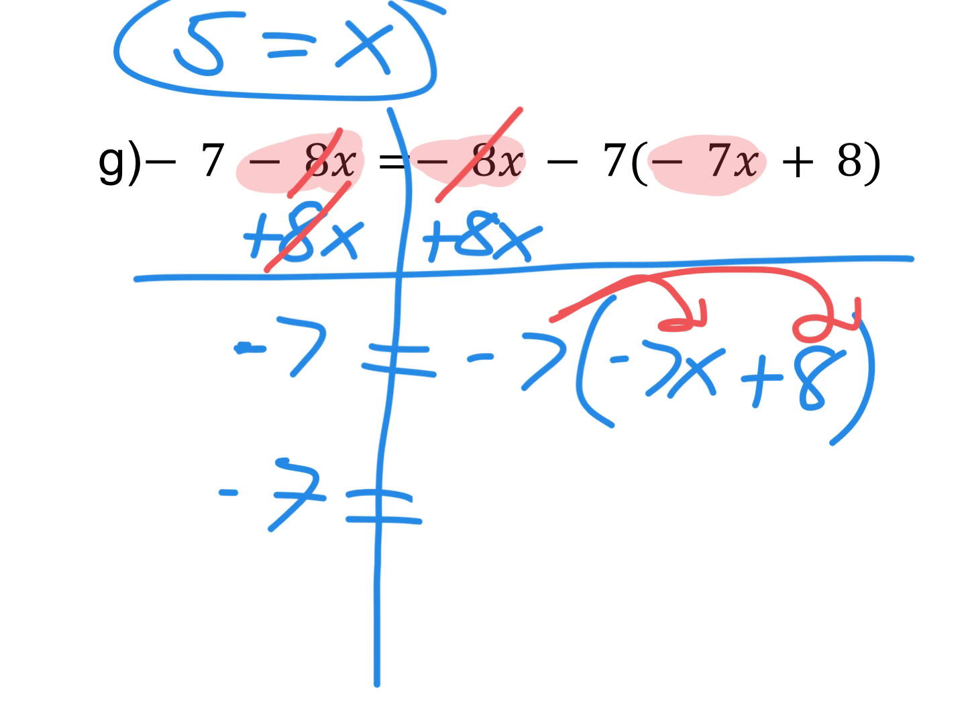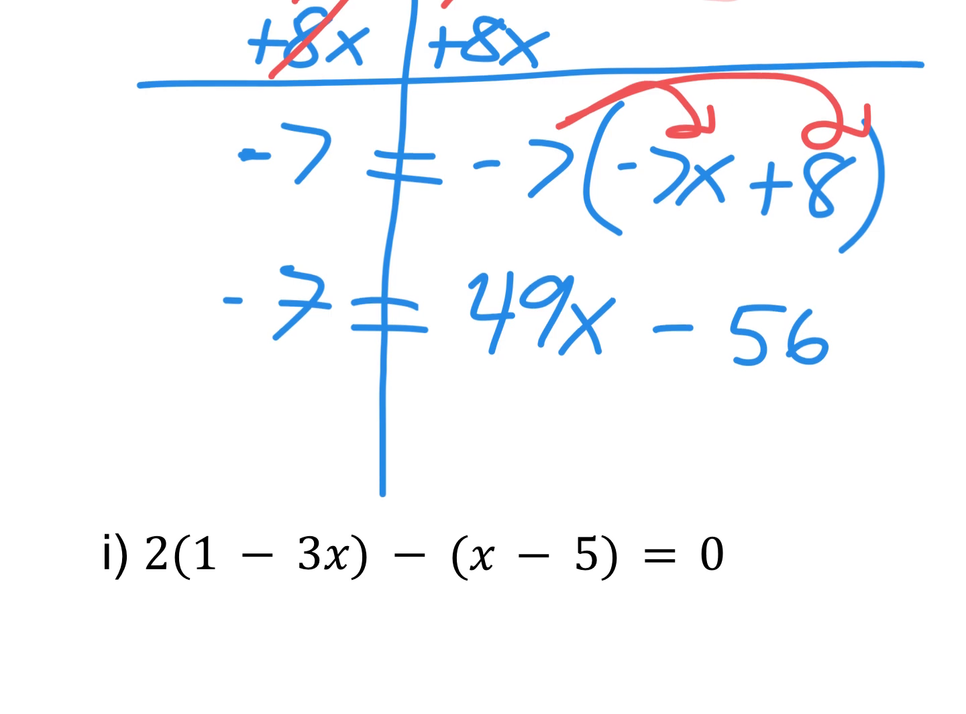Now, focusing back over here, negative 7 times negative 7x. You can use your calculator, but we're going to multiply the two numbers, negative 7 times negative 7. If you do that, you should get positive 49x. So a negative times a negative will give us a positive. Then I'll take negative 7 times 8. So negative 7 times 8 is going to be negative 56, because we're taking a negative times a positive.